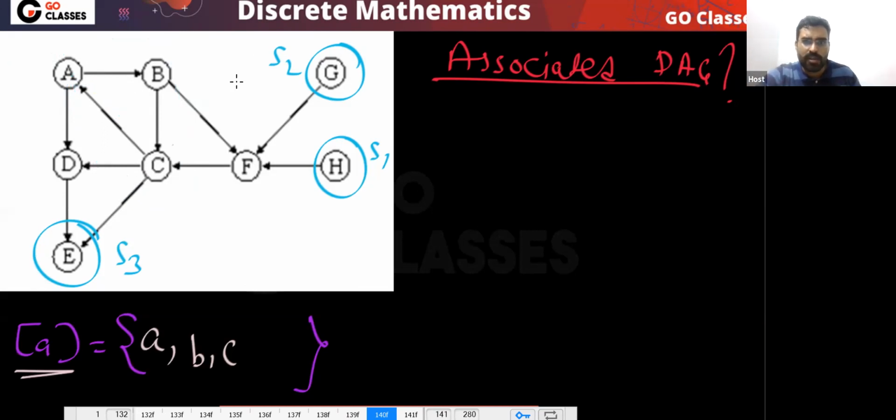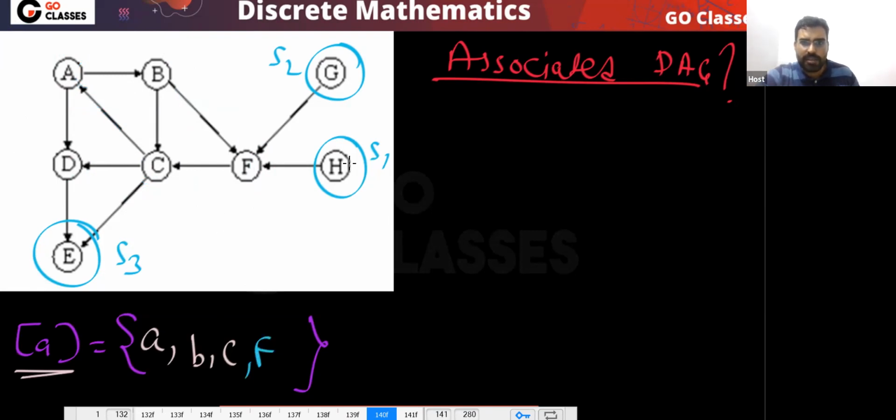Now think about it. D will be there or not? There is no path from D to A. Check it. So D will not be there. F will be there or not? There is a path from F to A, and there is a path from A to F. So F will be there.